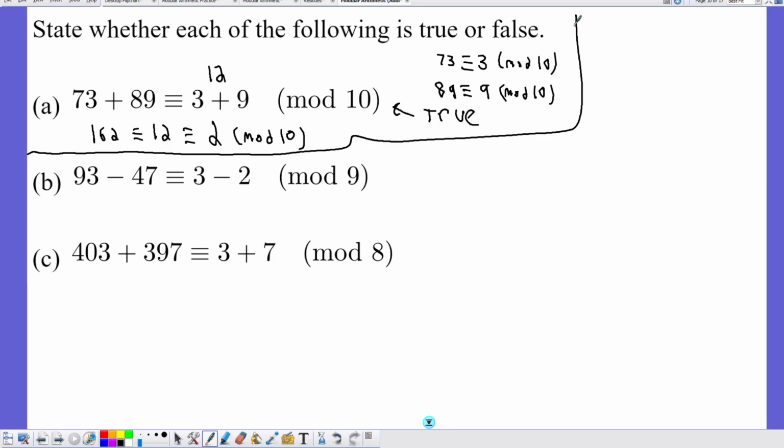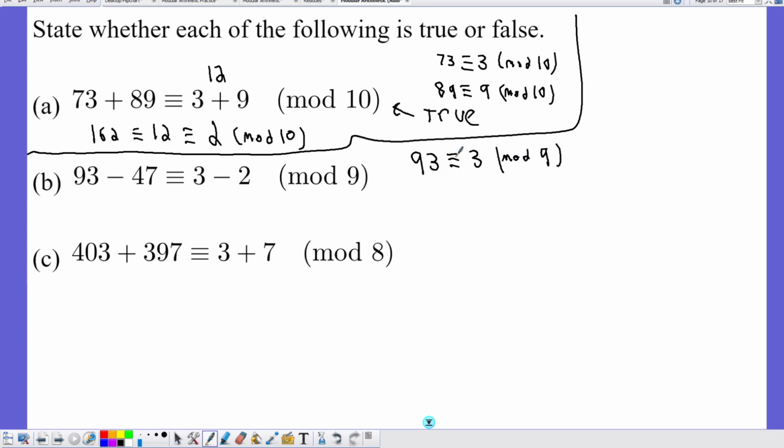Part B. Well, we have 93 minus 47. So 93 mod 9, is that the same as 3? Well, yeah, because 9 times 10 is 90 plus 3 is the remainder. So we have that 93 is congruent with 3 mod 9.